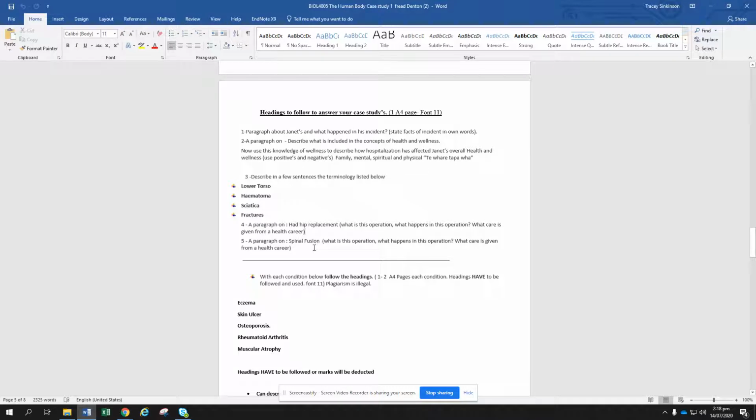Remember, it's on the lower part of the back, so it's in the lumbar. What is the spinal fusion? How many vertebrae can actually be involved in a spinal fusion? And what care is given as a carer? Cool, just a small paragraph on that.